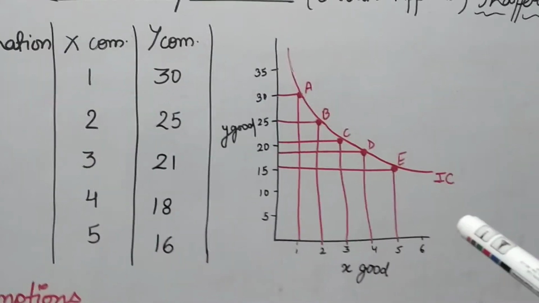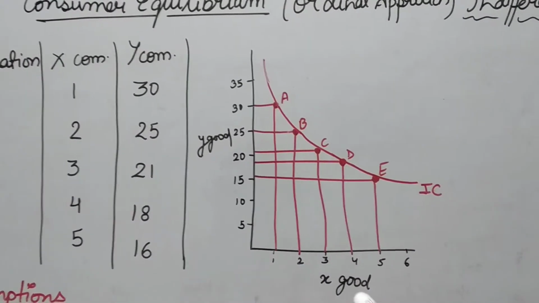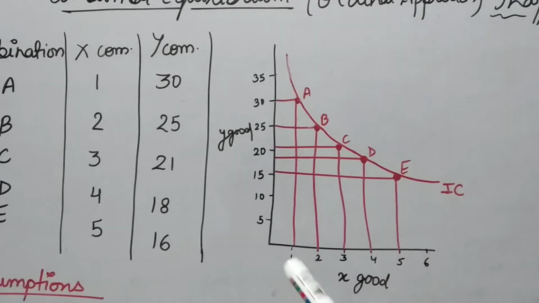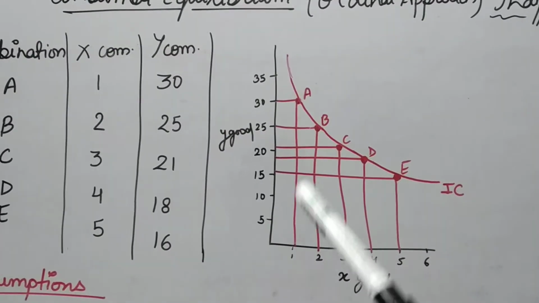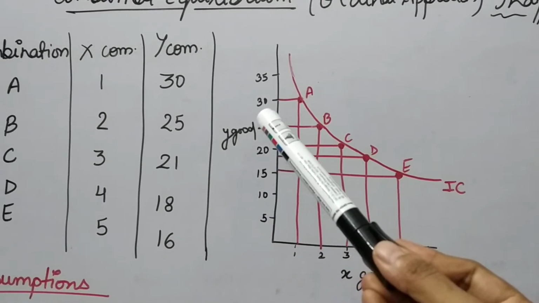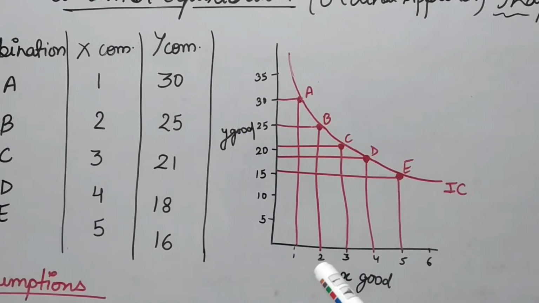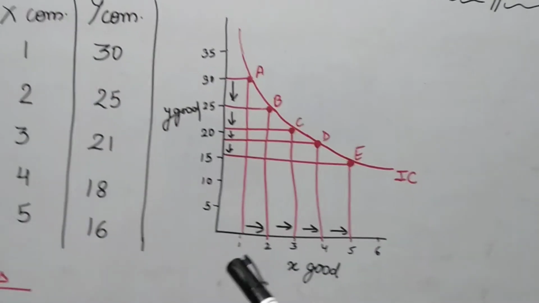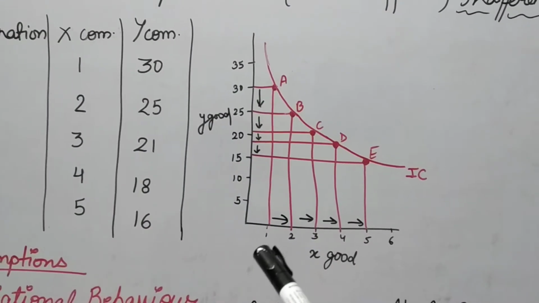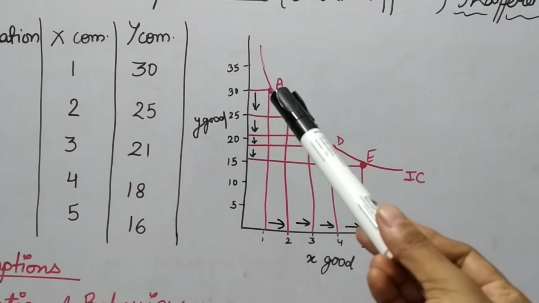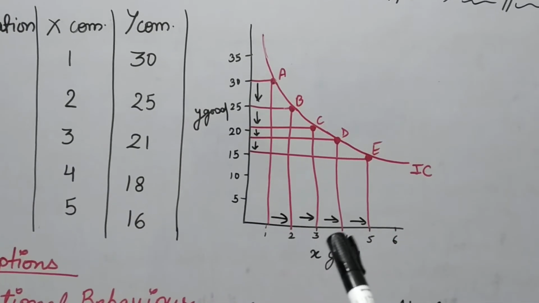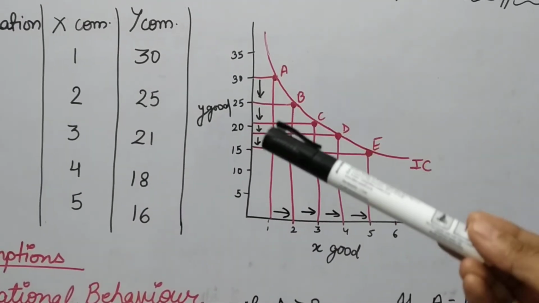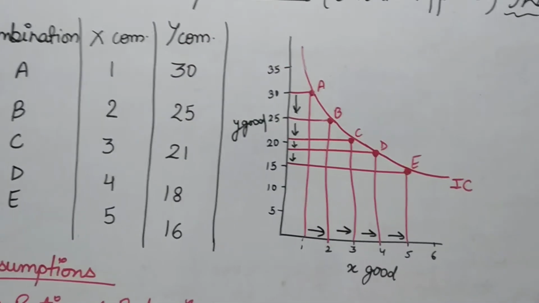The same points we have plotted on the graph also. On the X axis X good is shown, and on the Y axis Y good is shown. First, when he consumed 1 unit of the X commodity, he was consuming 30 units of the Y commodity. Now he increases the consumption of X from 1 to 2 units, so he has to reduce Y from 30 to 25. In this way he increases units of X, and to compensate he reduces Y, because he has limited income.